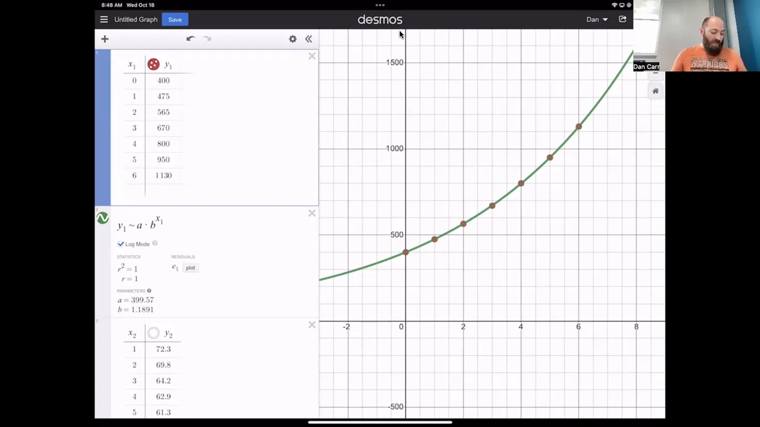Here we have our parameters, A and B. Now, one thing to mention too, you're going to want to check that box that says log mode. It gives you a slightly different setting, but we want to put it into that log mode when we do this. So what we have is parameters. A is 399.57 and B is 1.1891.